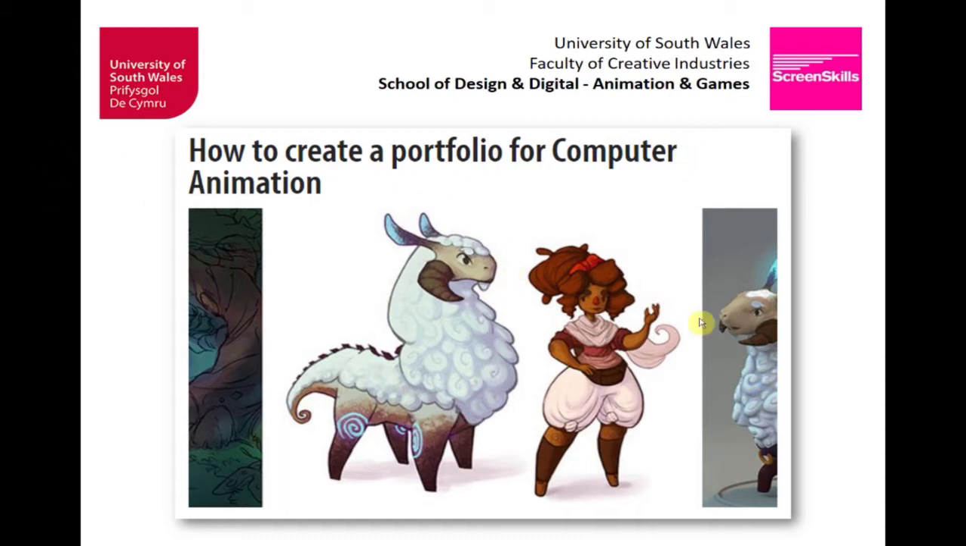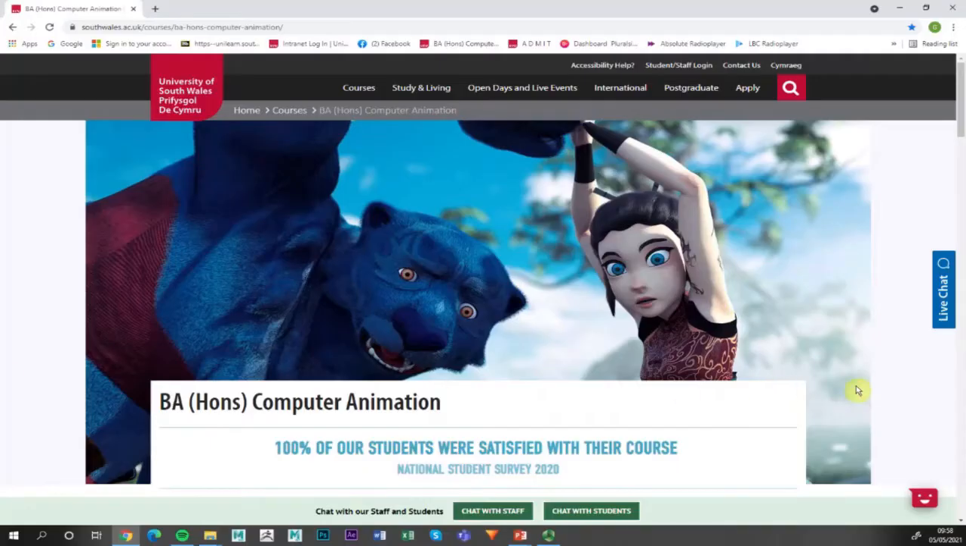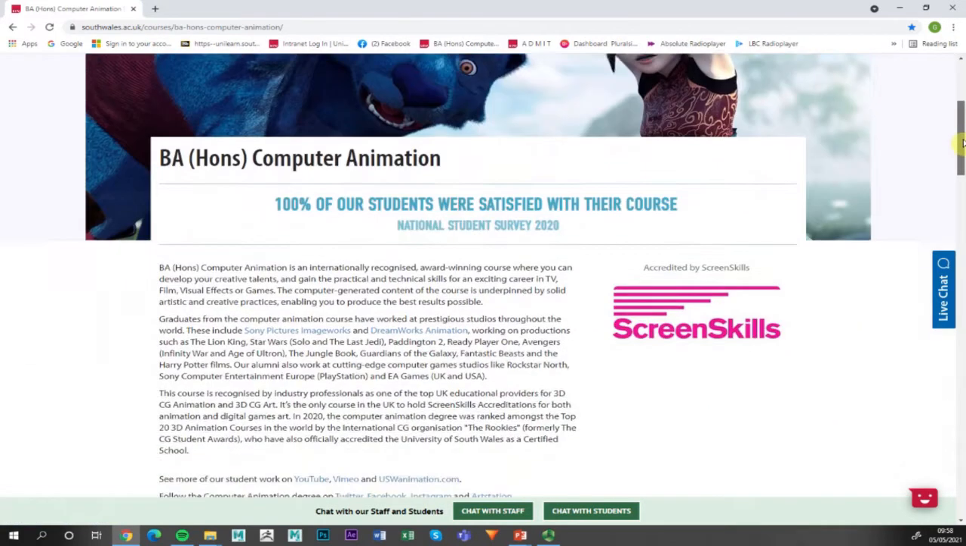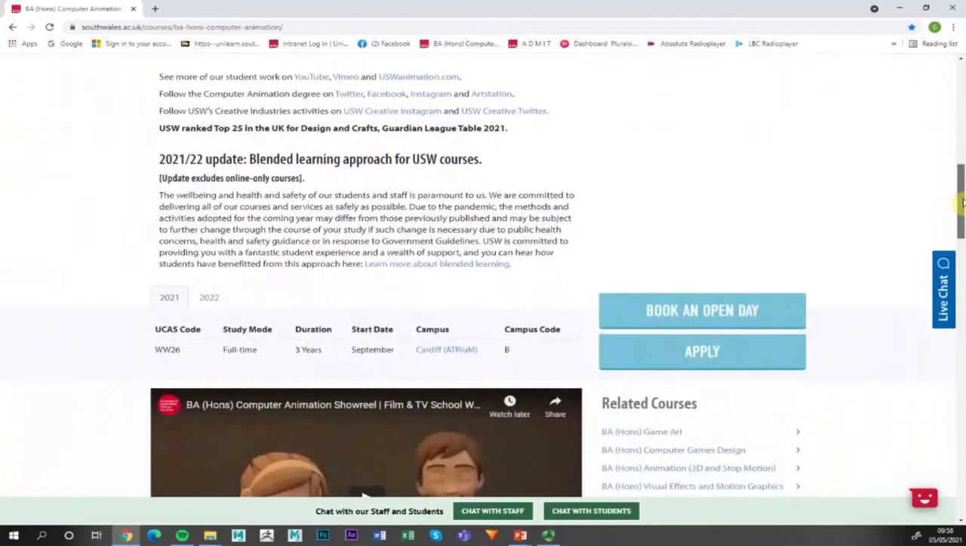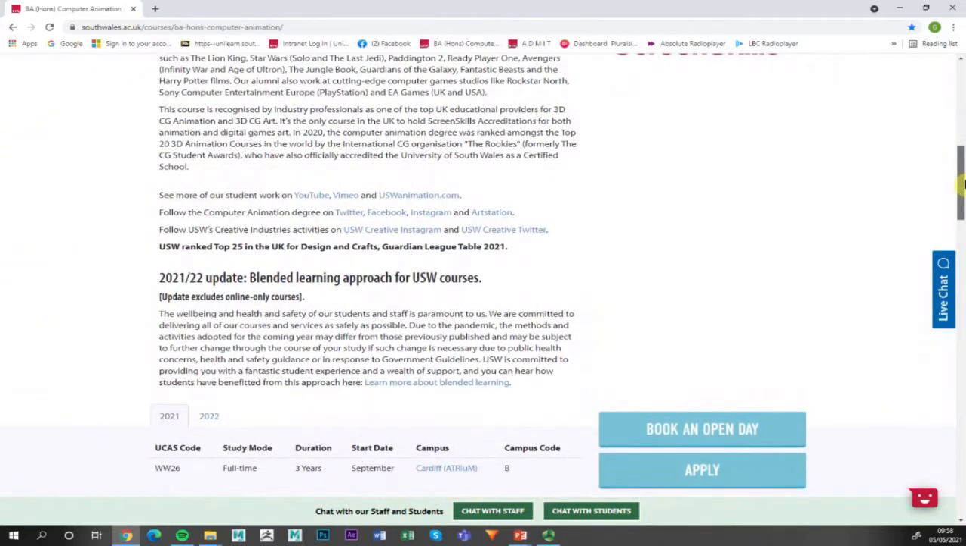And actually where I've grabbed this image from is the university website. Jump over to that. Okay, so if you go on the university website, you find the BA Computer Animation course, and you drill down, you'll find that image. I'll come back to that.